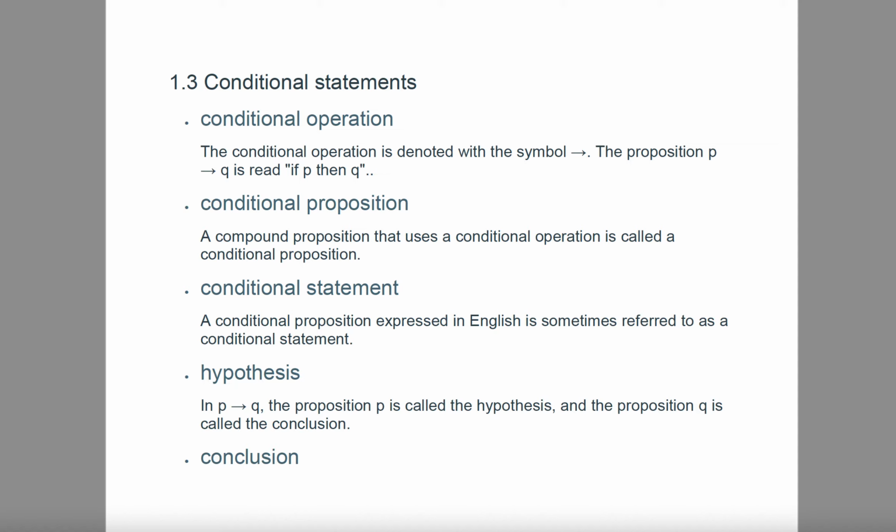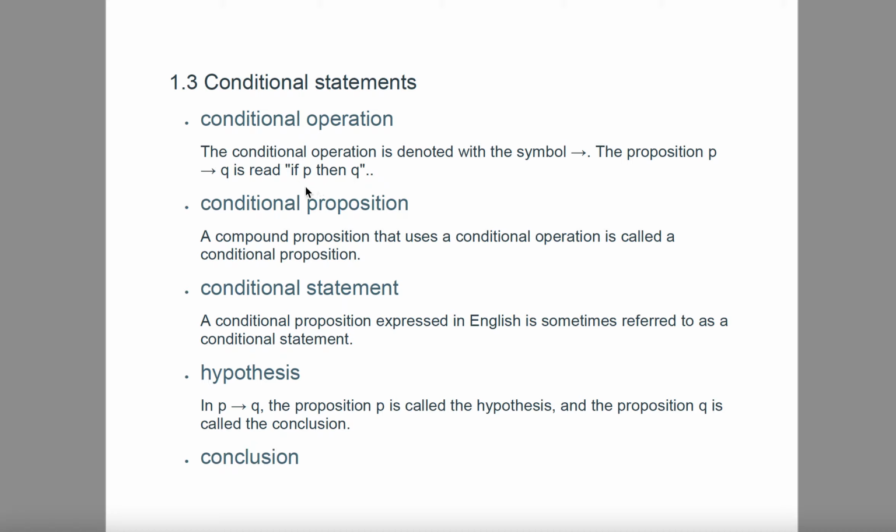Conditional statements for this one. This is going to be your section 1.3 in Zybooks. Conditional statements come with different types of operations, propositions, statements, and hypotheses. Essentially, a conditional operation is denoted with that symbol, which we've already looked at. It's basically the implies signal. So the proposition P, if Q, or P implies Q, is read as if P then Q.